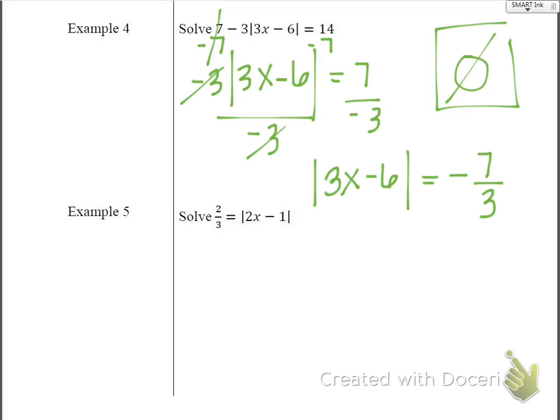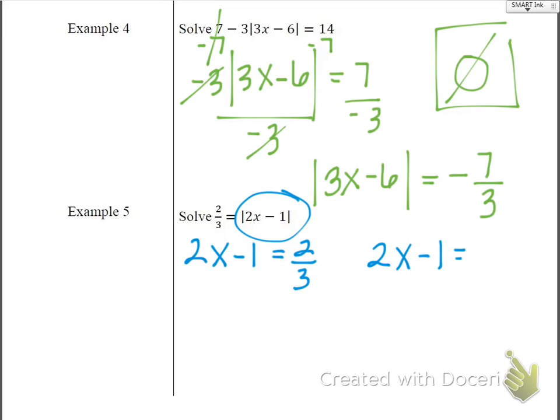Okay, last one. I have 2/3 equals the absolute value of 2x minus 1. Now, if you take a look at this, it's kind of flip-flop, but that's okay. But notice that with my absolute value, there's nothing on the outside being added, subtracted, multiplied, or divided. So it is isolated. So we can go straight into setting it equal to the positive and the negative. So you're going to get 2x minus 1 equals 2/3, and 2x minus 1 equals negative 2/3.